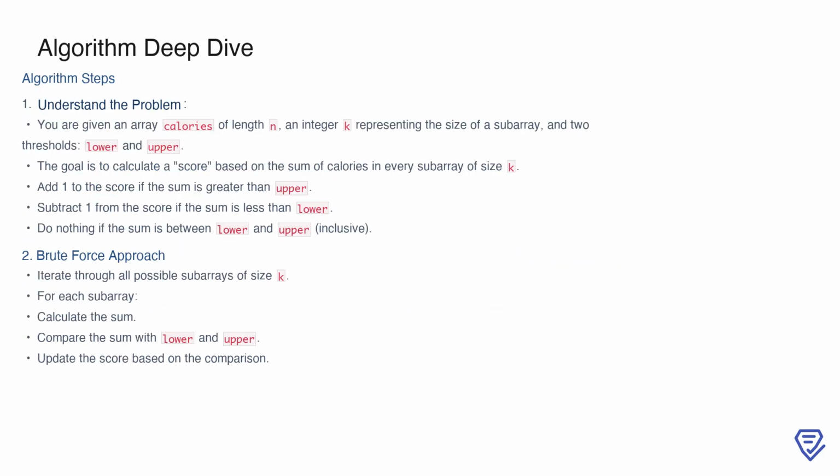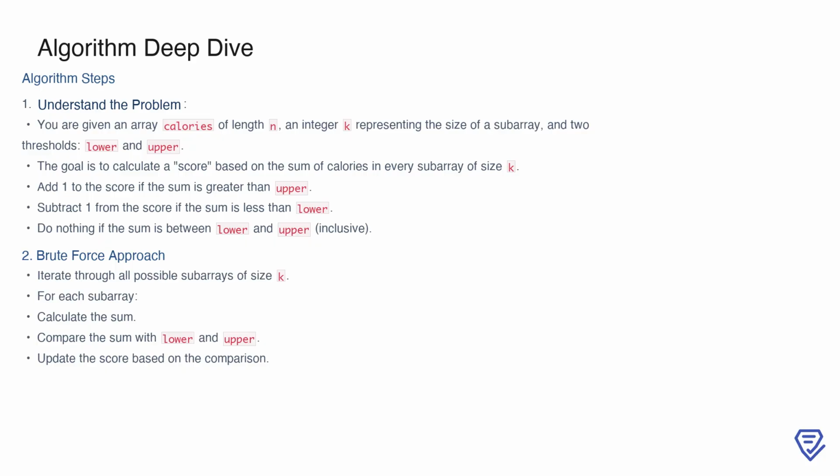To tackle the diet plan performance problem, the first step is to clearly understand the task. We are given an array called calories with n elements, an integer k representing the size of the subarray, and two thresholds, lower and upper. The objective is to calculate a score by evaluating the sum of calories for every subarray of size k.